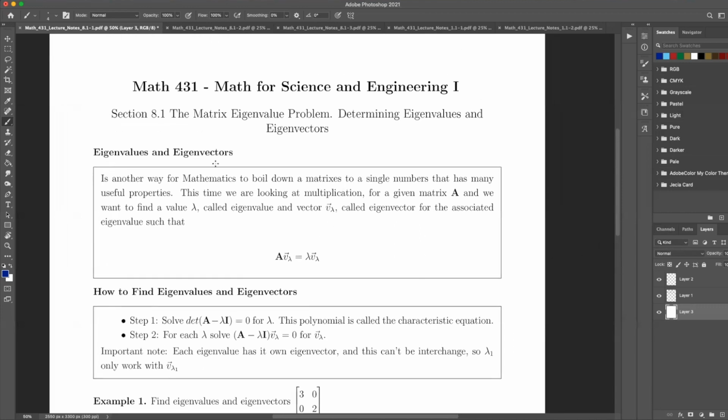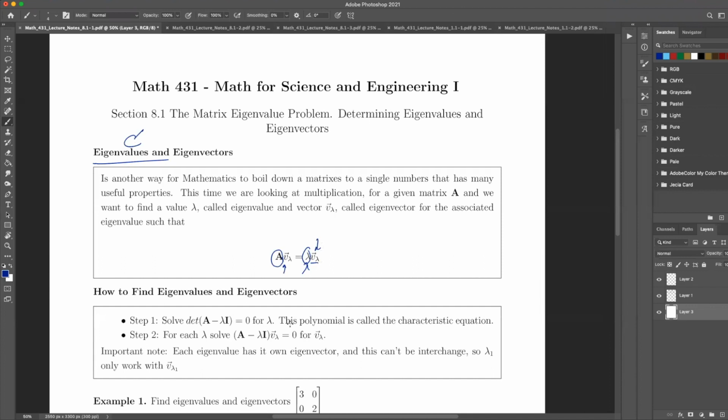All right, so here we have eigenvalues and eigenvectors. Another way for mathematicians to boil it down to a single number with useful properties is an eigenvalue. Basically, this time we're looking at multiplication. If I take a matrix and multiply it by a vector, that's going to be the same thing as multiplying a number, which we're going to call the eigenvalue, multiplied by a vector.